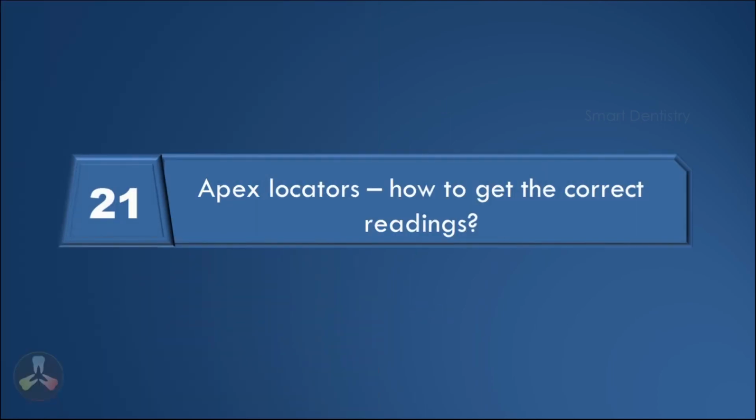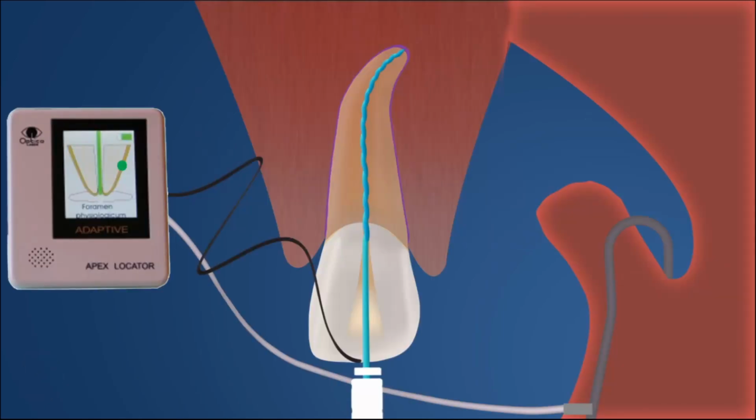Most of the practitioners are nowadays using apex locators. But one of the biggest confusions among them is whether the apex locator is working correctly, or is it showing the correct readings. In this tip, let us see the technique to get the most accurate reading from your apex locator. Before going into the tip, let's understand the basic working principle of the apex locator.